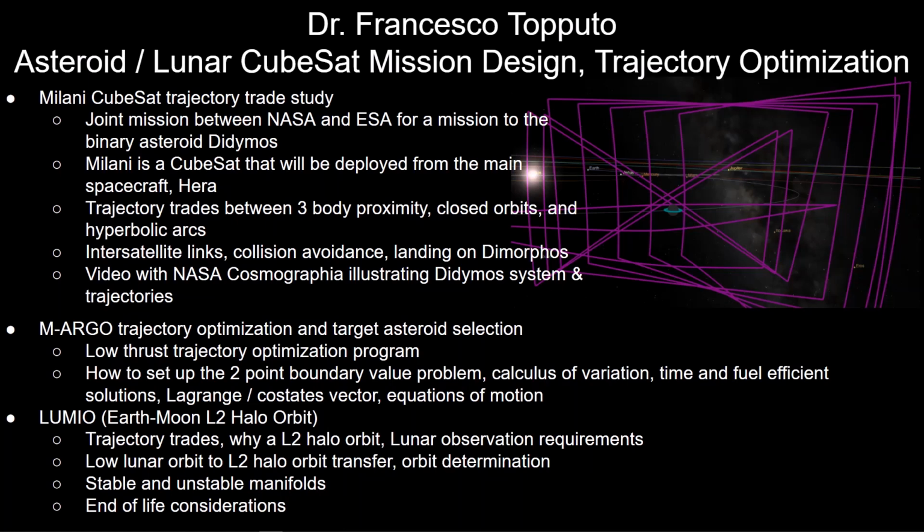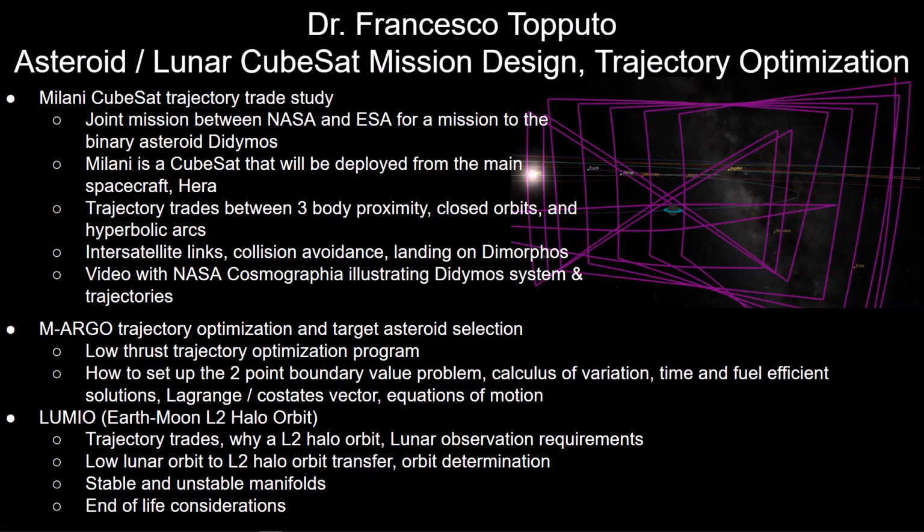The first one being the Milani CubeSat, which is part of a joint mission between NASA and ESA for a mission to a binary asteroid system called Dimorphos. And the second one is the M-ARGO CubeSat, which is the first standalone CubeSat to ever go to an asteroid starting from L2 Sun-Earth halo orbit. So we talk about the trajectory optimization that he did for that. And the third one is LUMIO, which is another CubeSat that he's working on that's going to go to the Earth-Moon L2 halo orbit.